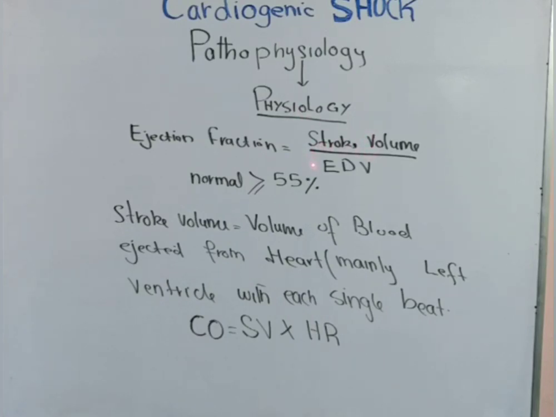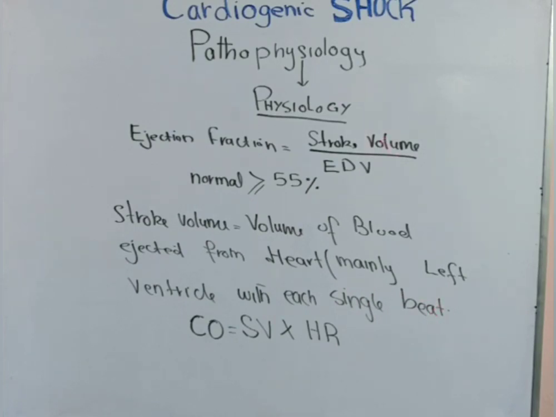How is the ejection fraction measured? It should normally be more than 55% in all adult patients. This is measured with the help of the stroke volume and the end diastolic volume. What is stroke volume? Stroke volume is the volume of the blood which is ejected from the heart, mainly from the left ventricle, with each single beat.